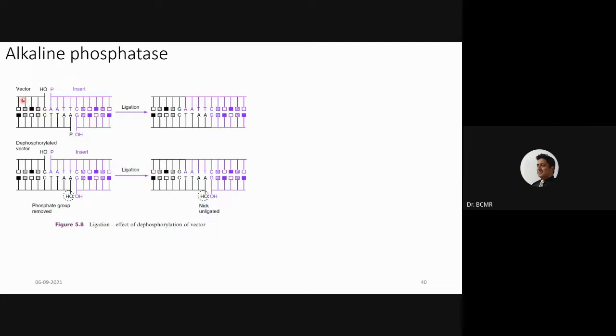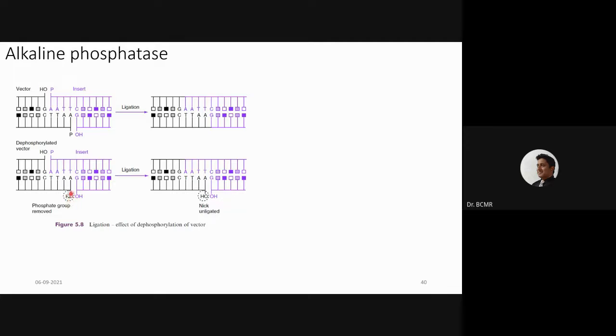So if we have vector and insert, right, and this is 3' OH, and here is the 5' phosphate group, and when we ligate, it will form a recombinant DNA. Say, for example, if we have treated the vector with alkaline phosphatase, the phosphate group that is present here will be removed. What will be left is a 5' OH. It should have been 5' phosphate, but the phosphate group is removed, and what we are left with is OH. And OH will not form a phosphodiester bond, right?